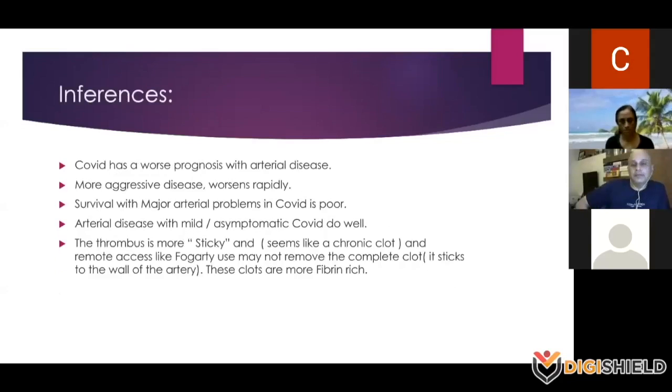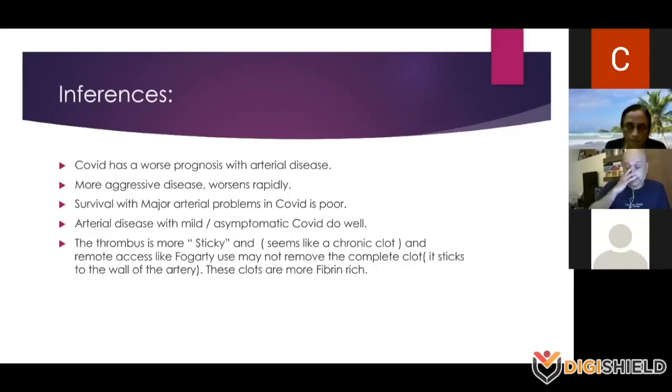So the inference that we have with the arterial system is that COVID has a much worse prognosis when it is associated with arterial disease. Most of these patients do not survive. This is a more aggressive disease and it worsens rapidly. The survival with major arterial problems in COVID is poor. Arterial disease with mild asymptomatic COVID positive patients, they do well.